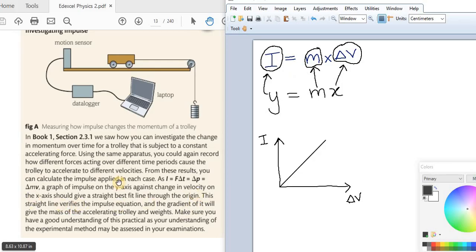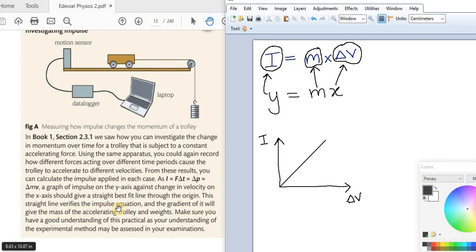We can write I equals m delta v like this, because the mass of the object is constant. We are not changing the mass of the object, but the velocity of the object changes. So I equals m times delta v, and they say delta v is on the x-axis. So we have y equals mx, with this on the x-axis and this on the y-axis. Then the gradient will be m, the mass. If you plot a graph of I versus delta v, again not v, it's delta v, the change in velocity, then the gradient of this graph will be the mass, and they mention it here.